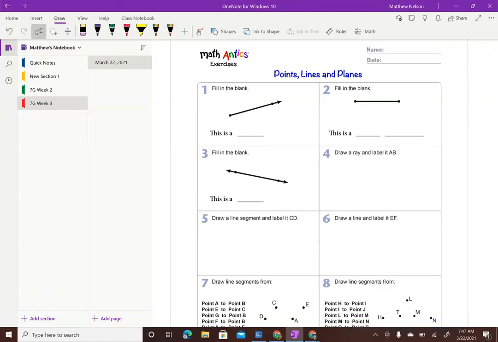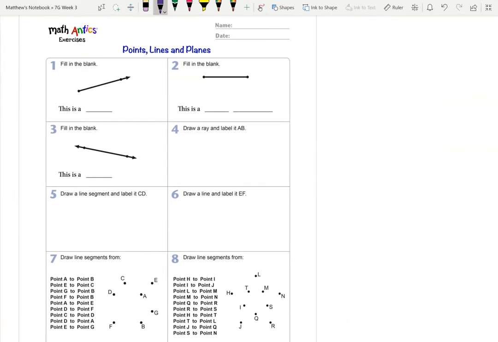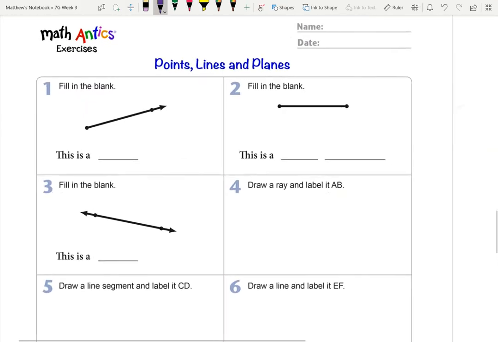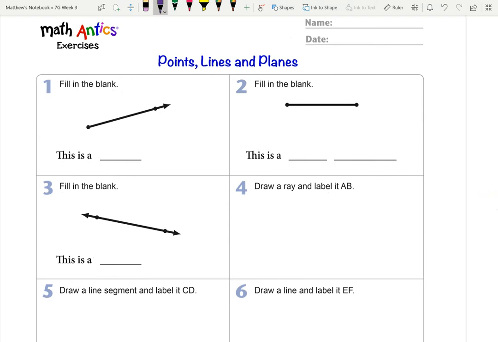All right, so today we're going to get started with geometry. We just watched a video on points, lines, and planes, and we're going to go ahead and fill out this worksheet here. Looking at question 1, it has this picture where it starts at a point and goes through another point and then continues on. So this here is known as a ray.